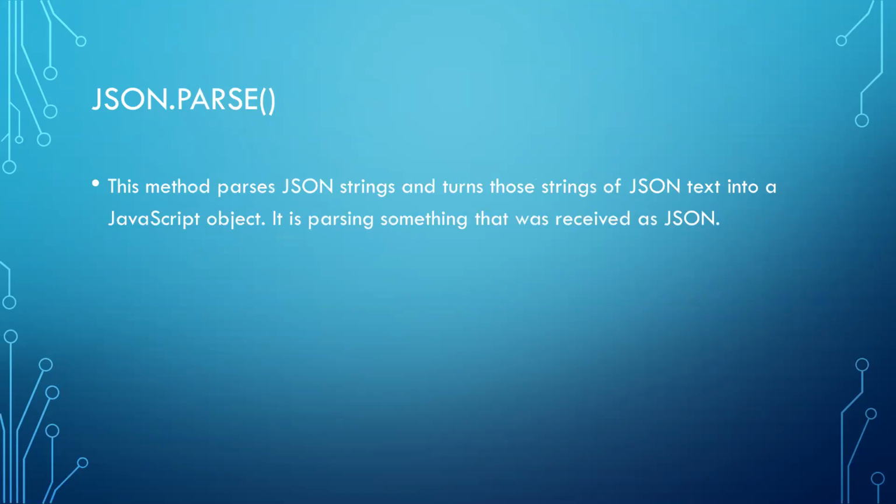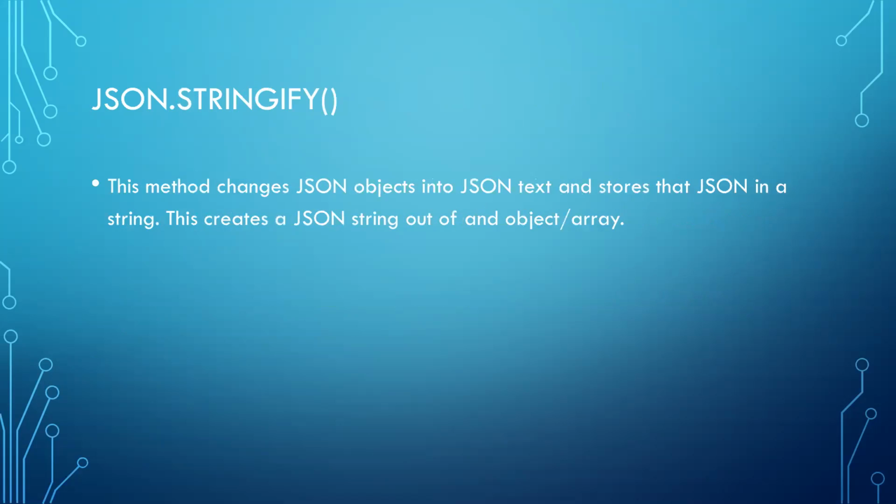When it comes to JSON.parse, this method parses strings and turns those strings into a JavaScript object. So it parses something that was received as JSON. Now for JSON.stringify, this method changes objects into text, into strings. This creates the JSON string out of an object or an array.